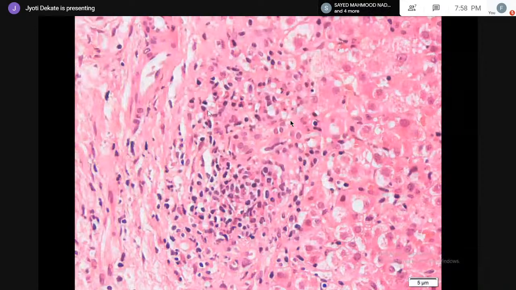This is the high power view of the interface inflammation. Here is the interface, the hepatic artery branch. These are the periportal hepatocytes. This is to examine the nature of the inflammatory cells. These are mainly plasma cells, as we can see with the eccentrically pushed nucleus.